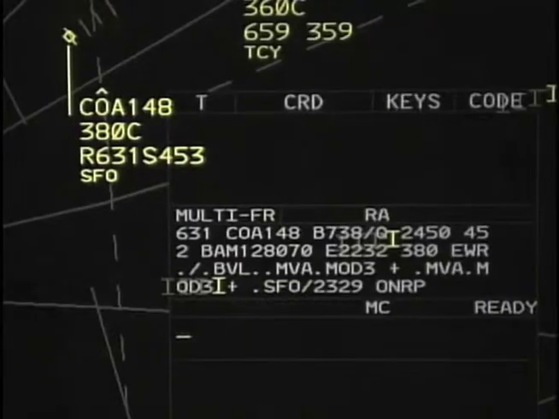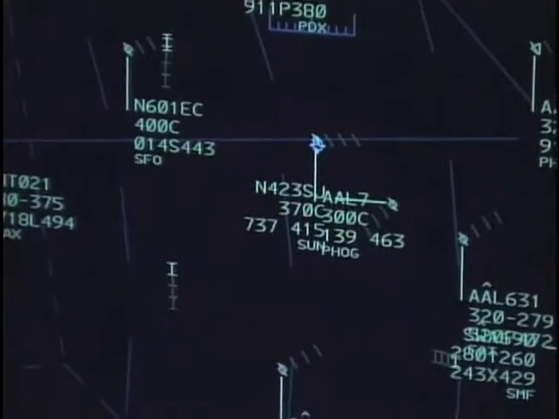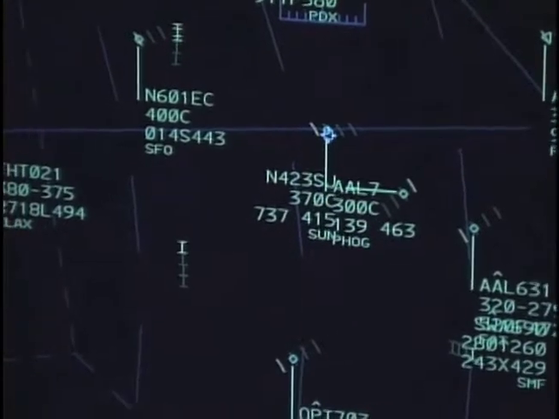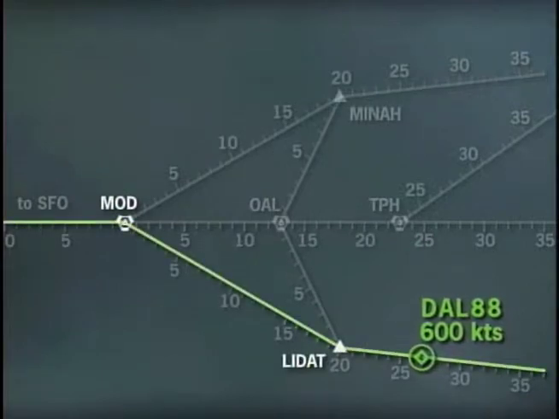Each plane has a flight plan that includes its route of travel from intersection to intersection. It also includes the plane's speed and altitude. Here's a flight route for Delta 88. The pilot will fly directly from Lydat to Modesto.